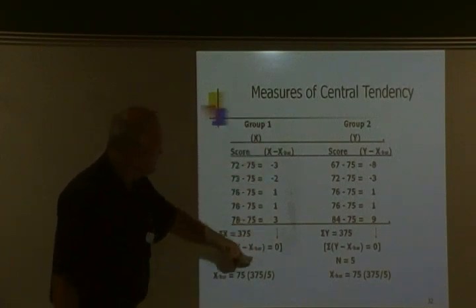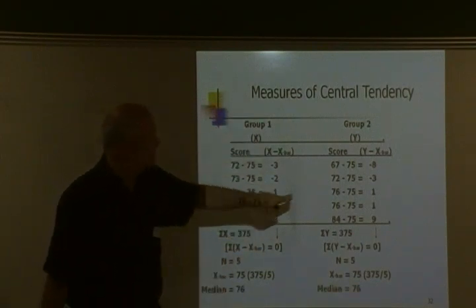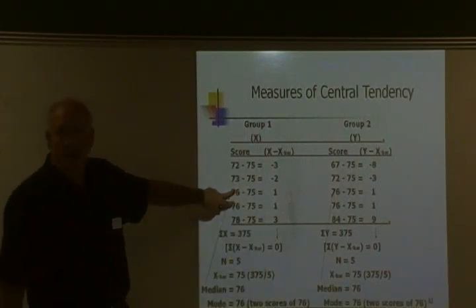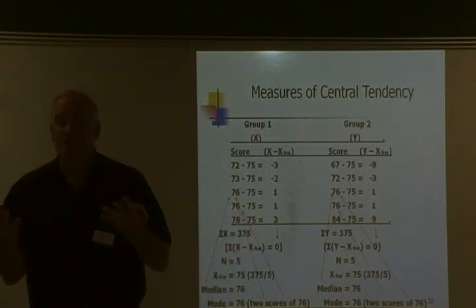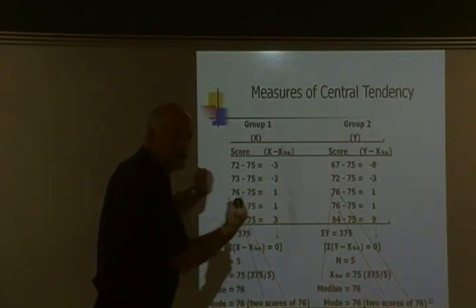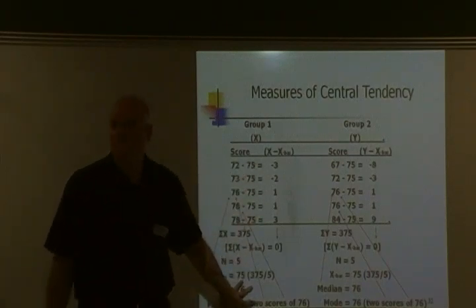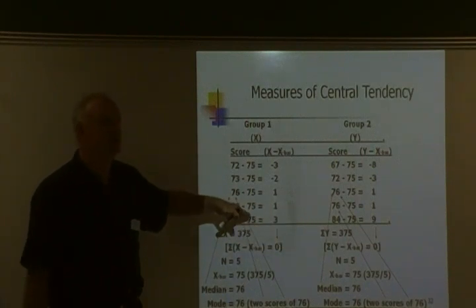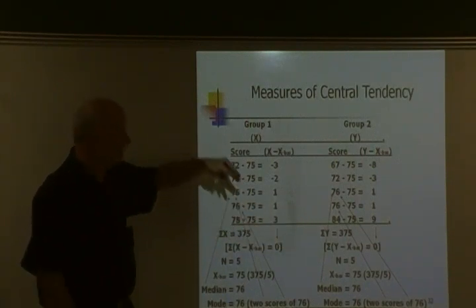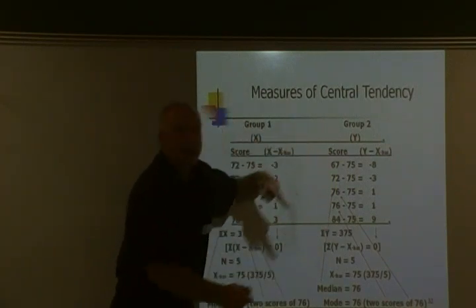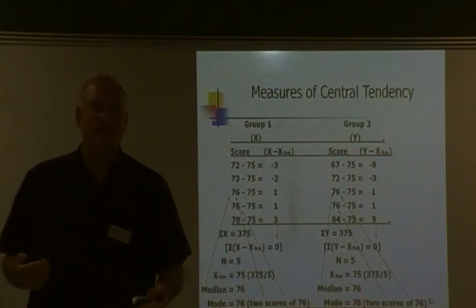All right, so we keep going here. The median for each group is 76. The mode for each group is 76 because it's the most occurring score. So when we start looking at this, what separates the difference of the two groups? Everything's the same. What's different about the two groups? Good. It's how they vary, because one group has more variability than the other group.